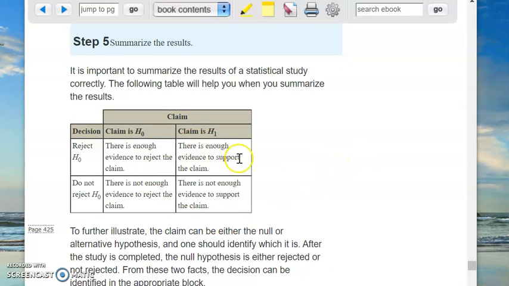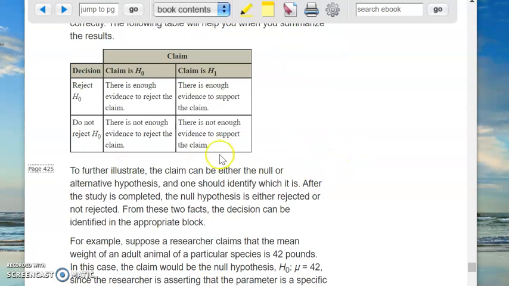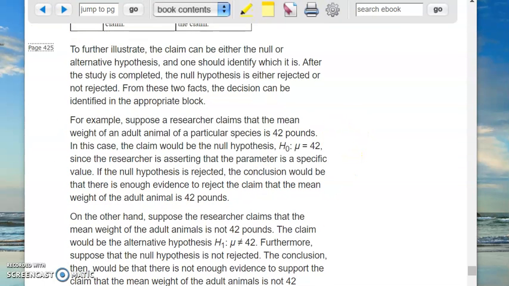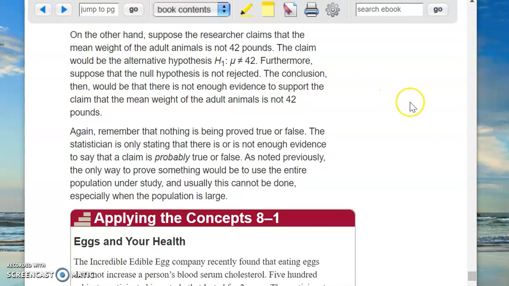Okay, so here's the little summary here. Okay, gosh, he just keeps on going here. Okay, so he talks about what's the difference, you know, again, another example. But here's a very important statement. Nothing is being proved true or false. You're only stating that there is or is not enough evidence to say that a claim is probably true or false. It's not proof, okay? And typically, what you're really doing is you're just saying, hey, there's enough evidence to reject the null hypothesis.